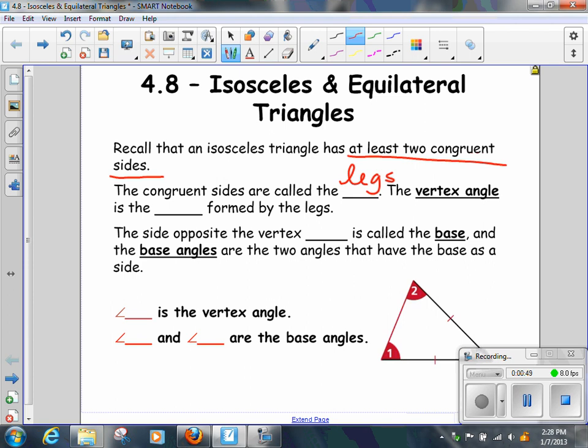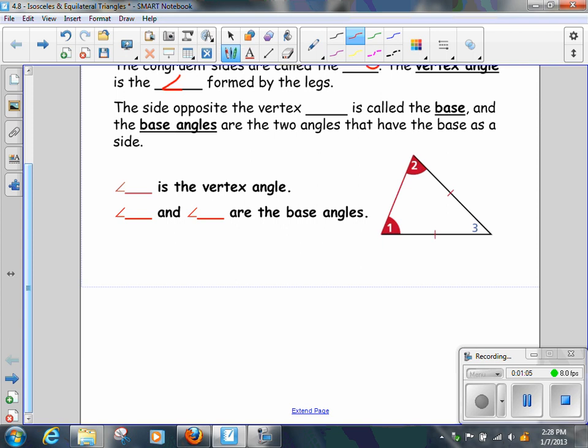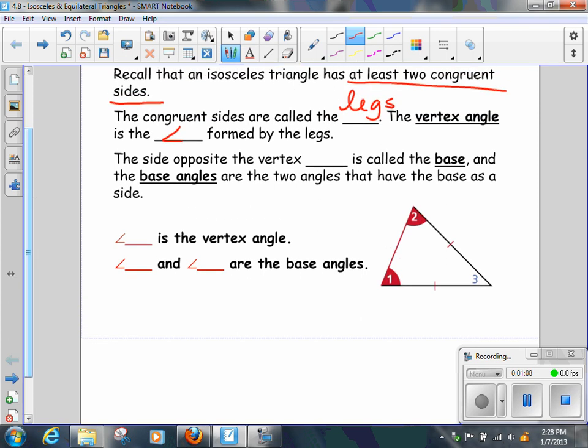The vertex angle is the angle formed by the legs. And I abbreviate a bunch, okay? It's the angle formed by the legs. So if you'll look at this, it says the side opposite the vertex angle is called the base. Now, I always like to have my isosceles triangle sit in a certain way. I always want it sitting upright.